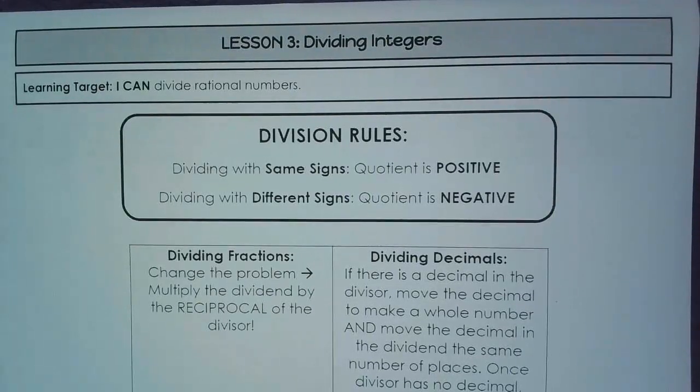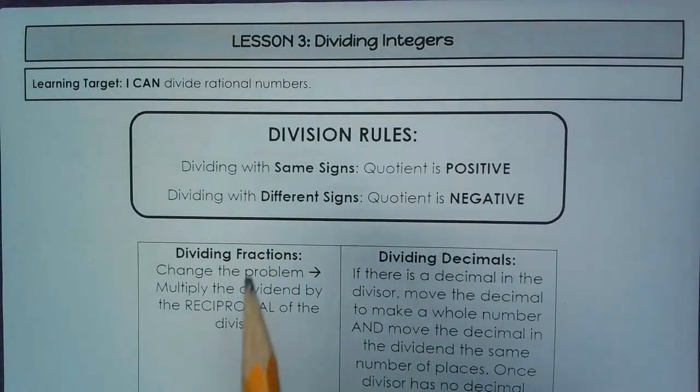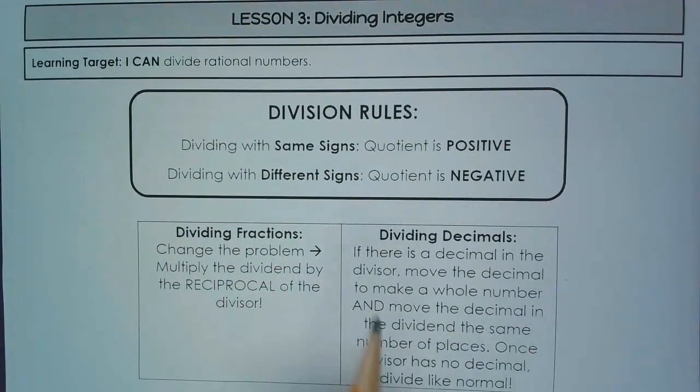We are going to combine lesson 3 and lesson 4 because they're both dividing integers. So let's start with lesson 3. I can divide rational numbers. So here are the division rules.